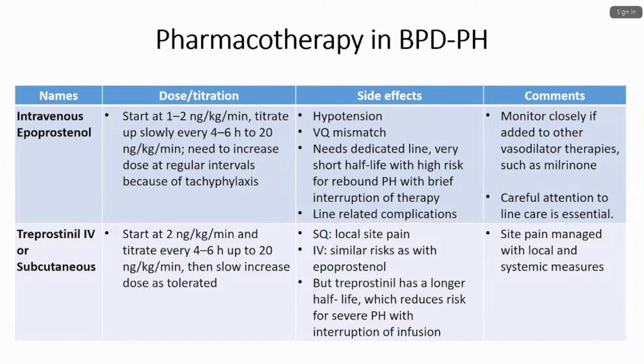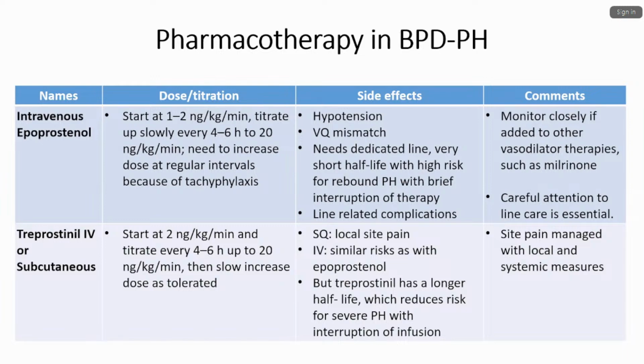Very short half-life, with high risk for rebound pulmonary hypertension with brief interruption of the therapy, and line-related complications were there. Then the next drug is treprostinil.